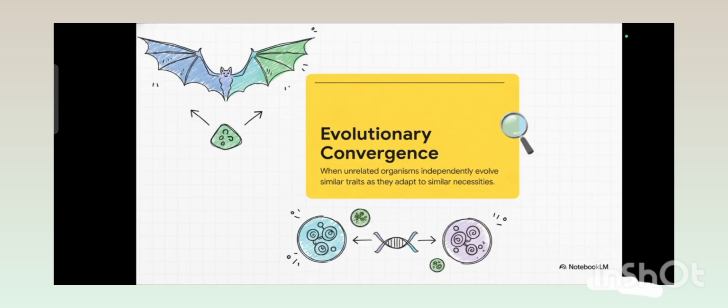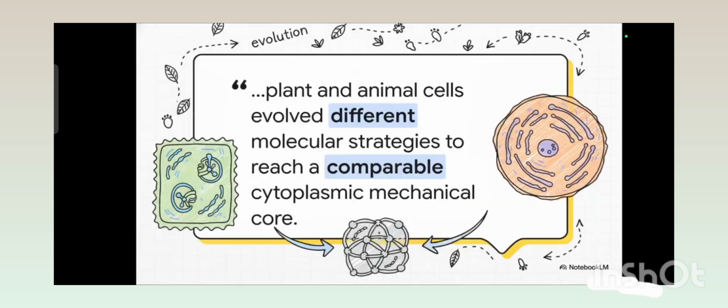You see it on the big scale all the time, right? Like the wings of a bat and the wings of a bird. But this experiment showed it happening at the deepest, most fundamental molecular level. And the researchers themselves, they just summed it up perfectly in their paper. They wrote that plant and animal cells evolved different molecular strategies to reach a comparable cytoplasmic mechanical core. It's just this powerful statement about how there seem to be optimal solutions to physical problems in biology, and evolution, if you give it enough time, will find a way to get there, one way or another.